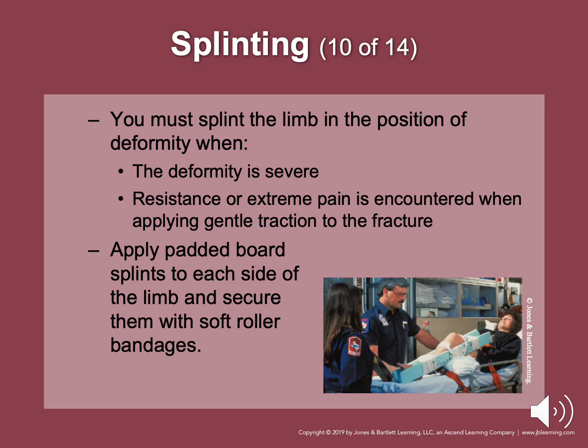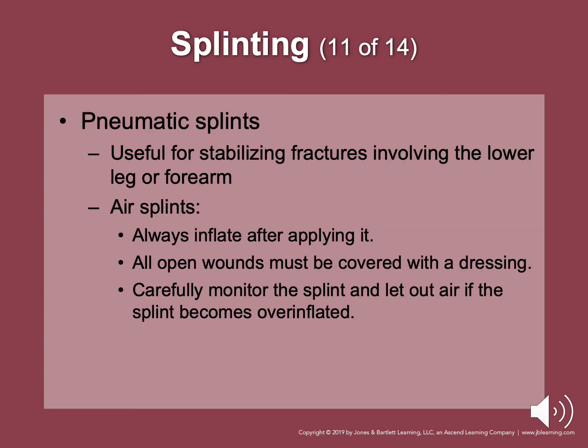Pneumatic splints are useful when stabilizing fractures involving the lower leg or the forearm. They're not effective for angulated fractures or for fractures that involve a joint. Air splints are most commonly used. They come in a variety of shapes and sizes. Always inflate after applying it. It helps control bleeding and reduce swelling, and should not be used in an open fracture in which any sharp bones are exposed.